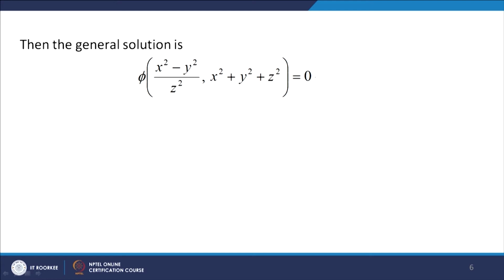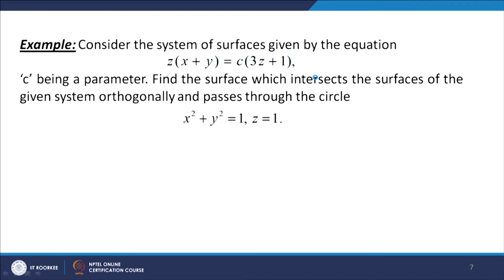Now, let us go to another question where we take a system of surfaces given by the equation z times (x plus y) equal to c times (3z plus 1). C is a parameter. Here we want to find a particular surface which intersects the surfaces of the given system orthogonally and passes through this curve. This curve is a circle given by the equations x square plus y square equal to 1, z equal to 1. So, the circle lies in the plane z equal to 1.